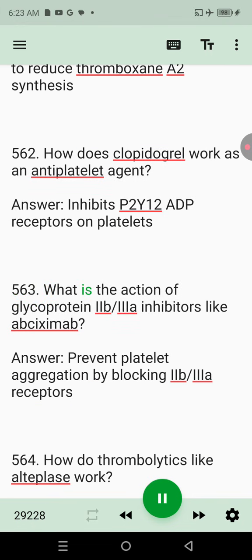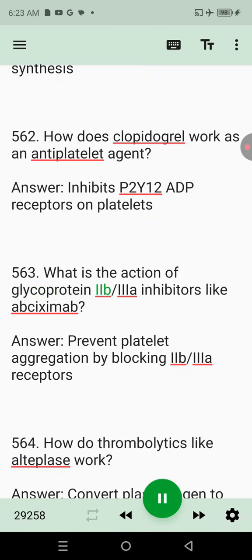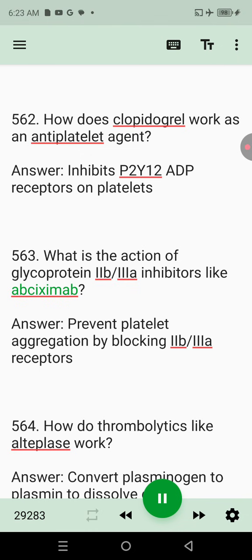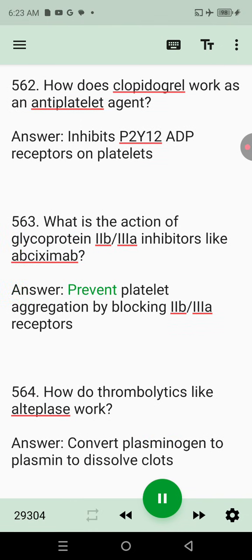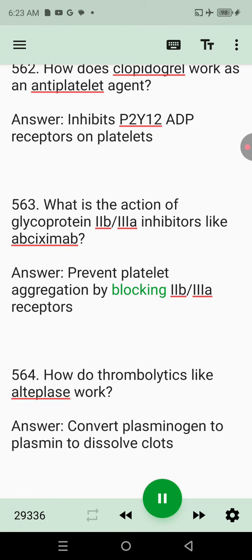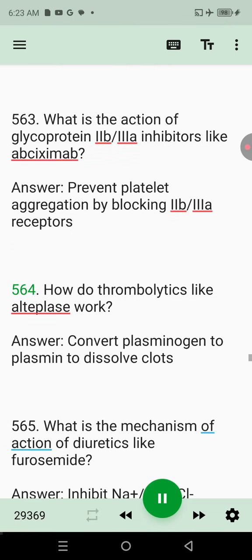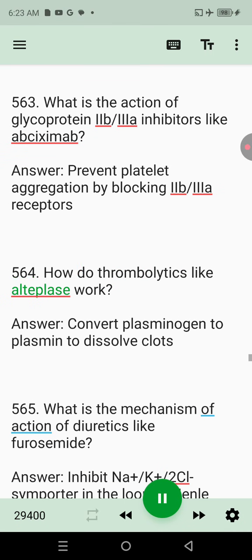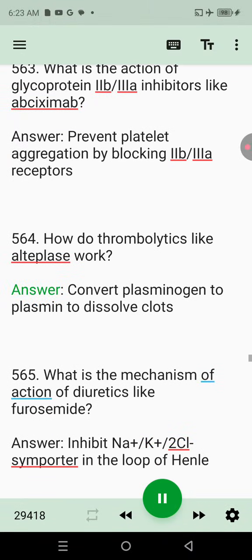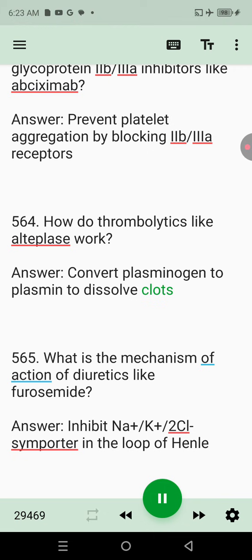563. What is the action of glycoprotein IIb/IIIa inhibitors like abciximab? Answer. Prevent platelet aggregation by blocking IIb/IIIa receptors. 564. How do thrombolytics like alteplase work? Answer. Convert plasminogen to plasmin to dissolve clots.